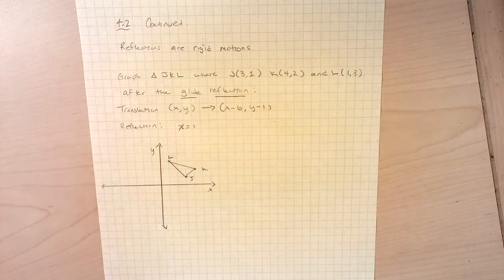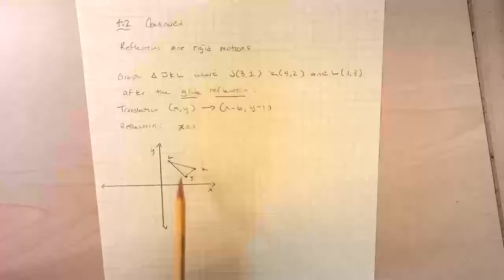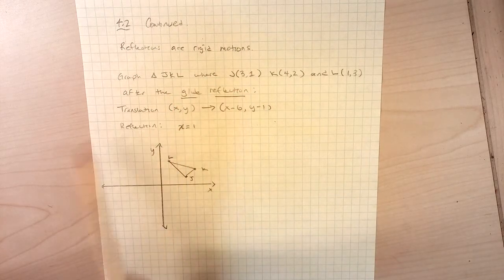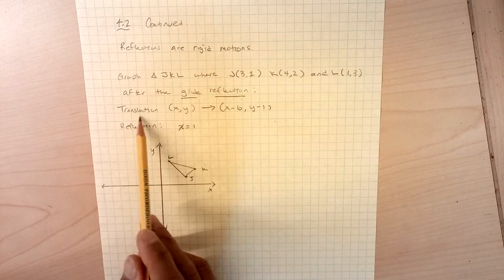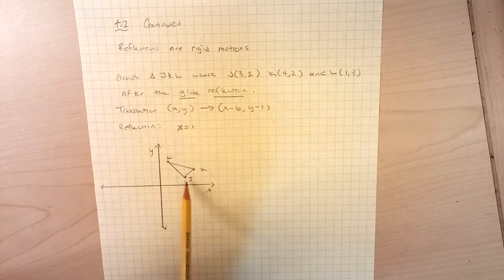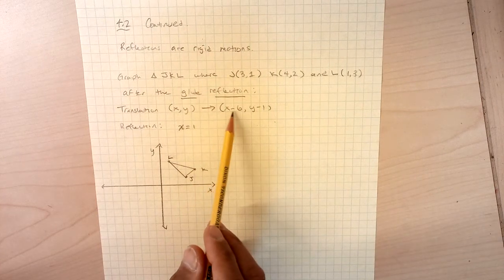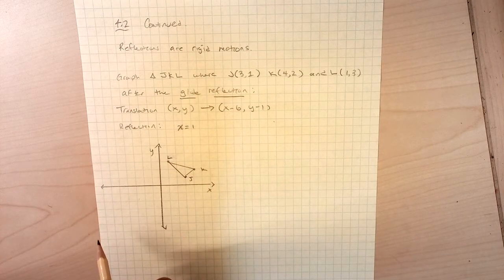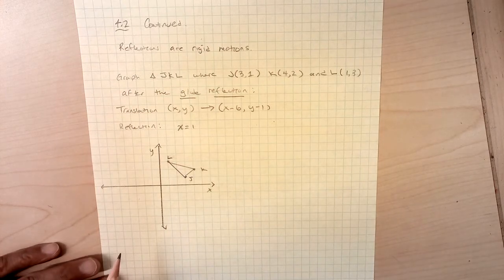So here's what I have. I have triangle JKL. I already graphed that. And then I want to graph the image, and I specifically want to use the correct notation after the glide reflection. So first, I'm going to translate this triangle JKL using this ordered pair notation, x minus 6 and then y minus 1. So that means take 6 away from each x coordinate and 1 away from each y coordinate.